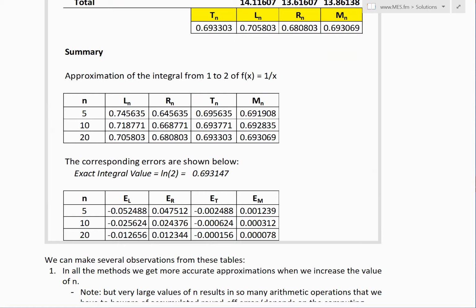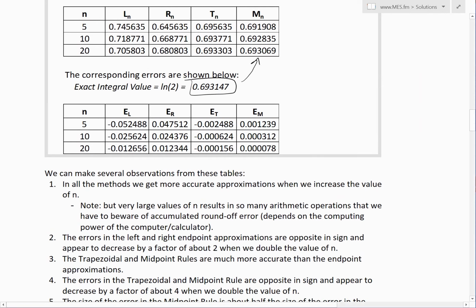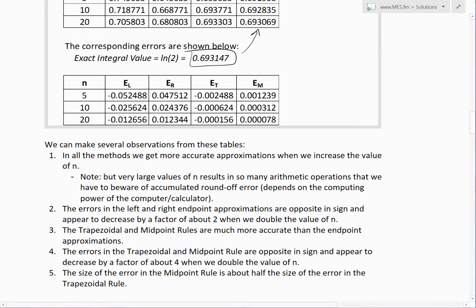And here's a summary. As you can see from this, the approximations get closer and closer to the exact 0.69314 as they keep going down and down. So as you can see, this one, the midpoint, is the closest so far. And the corresponding error values, as you can see here, this is again the most accurate. And then these are both way more accurate than the left and right endpoints.